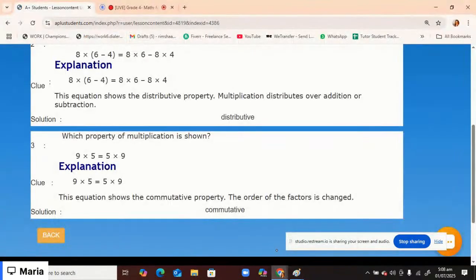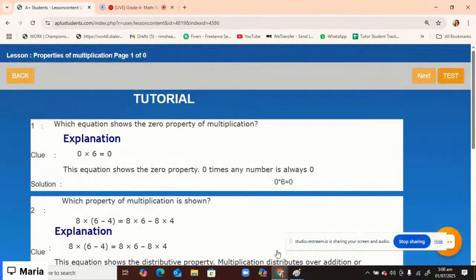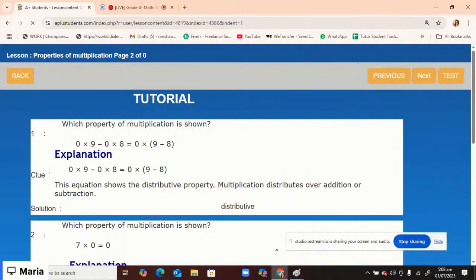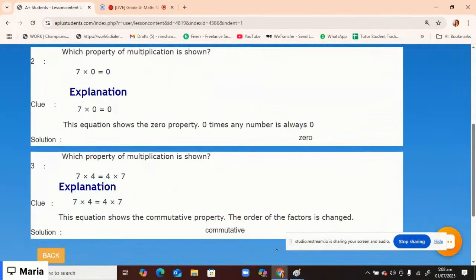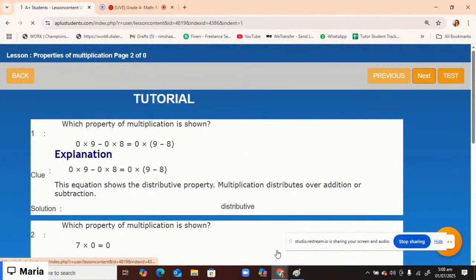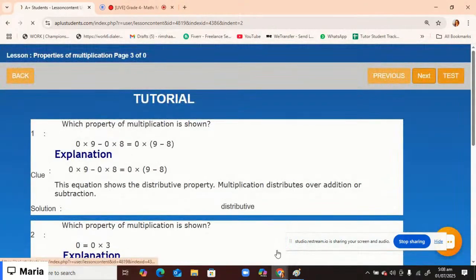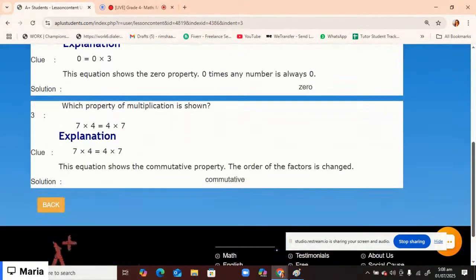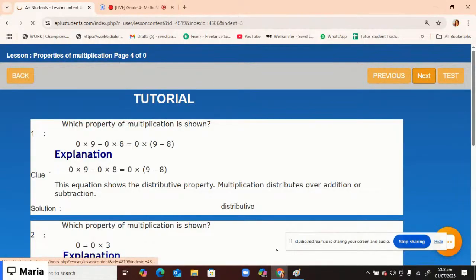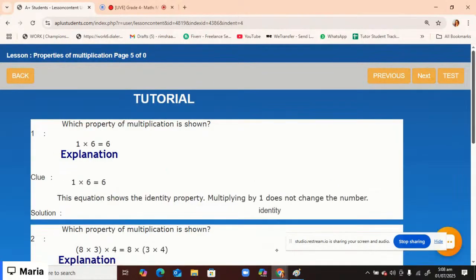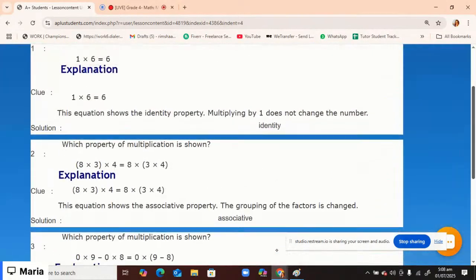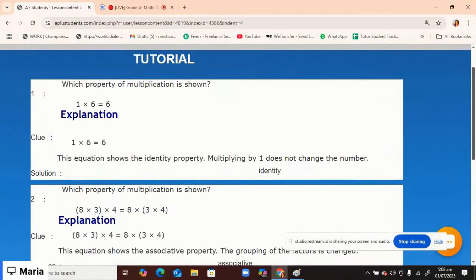What comes next? Then the next property is, okay, I think only these three properties are discussed here. Okay. What is the property of identity?